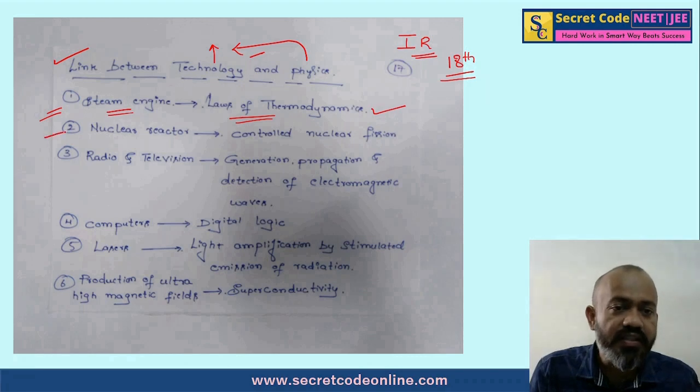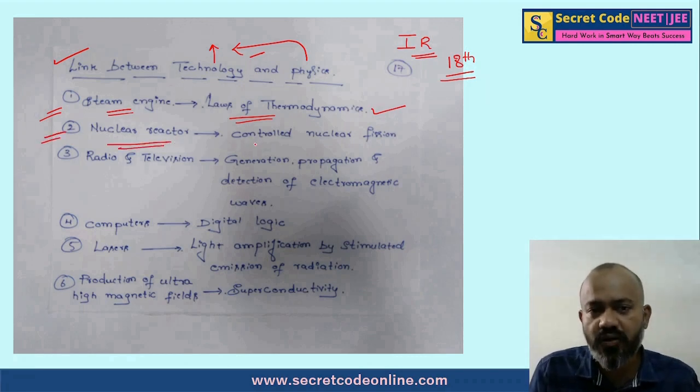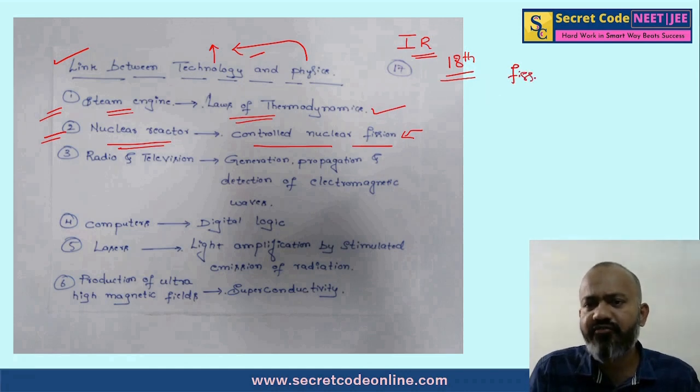The second technology, nuclear reactor. Nuclear reactor is based on controlled nuclear fission. This is the physics principle, and based on it this technology was developed. Controlled nuclear fission is the principle. We know the difference between fission and fusion. In the previous lesson I explained the relationship between fission and fusion.